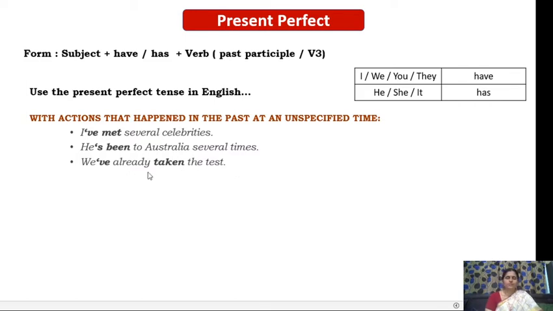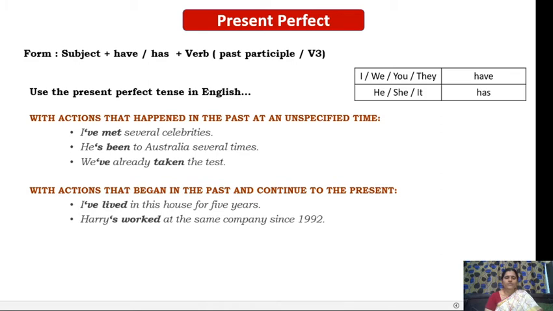Now, the second usage of this present perfect tense is with actions that began in the past and continue to the present. This is a combination of past and present. So when we are referring to such actions which began in the past and continue till present, such things also we keep in present perfect tense. See, for example, I have lived in this house for 5 years.